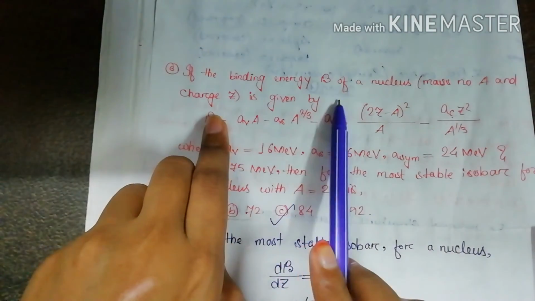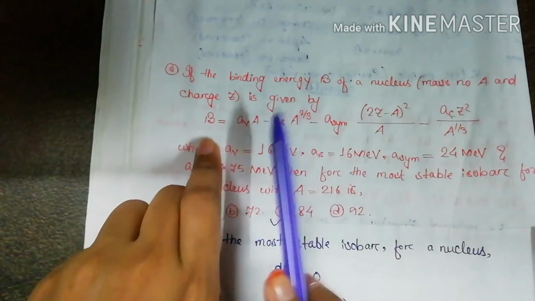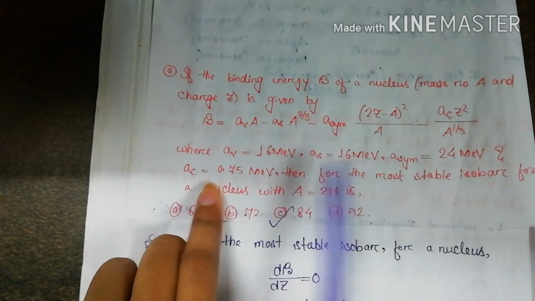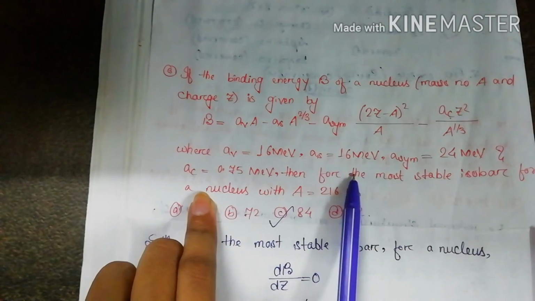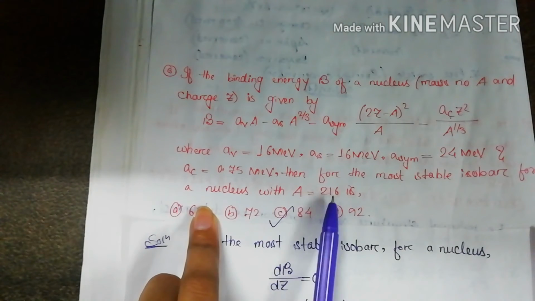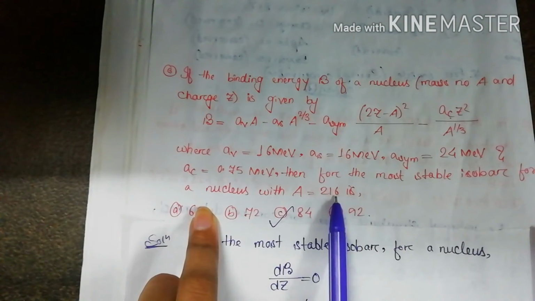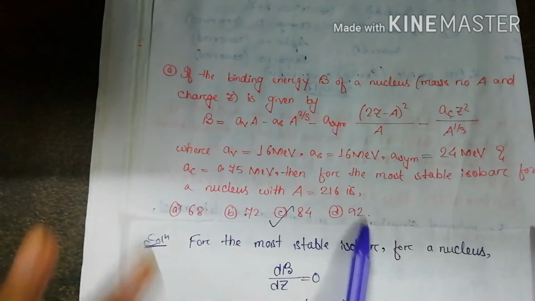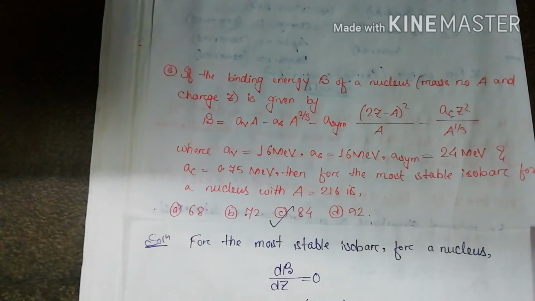In this question, the binding energy of a nucleus is given by this expression, and the values of AV, AS (asymmetric), and AC are given. Then for the most stable isobar of a nucleus with A equal to this much, what is the value of Z? We are asked to find the value of Z here.